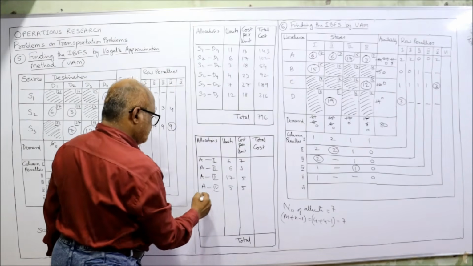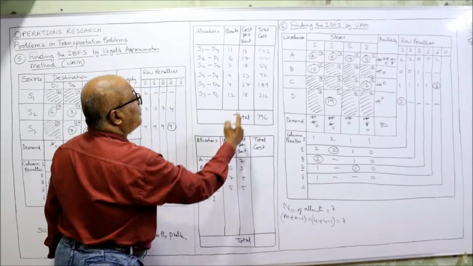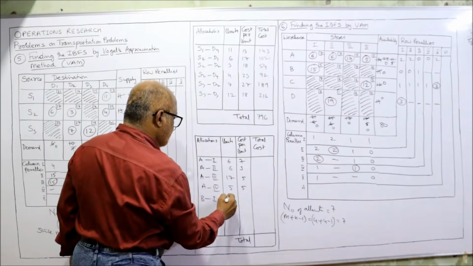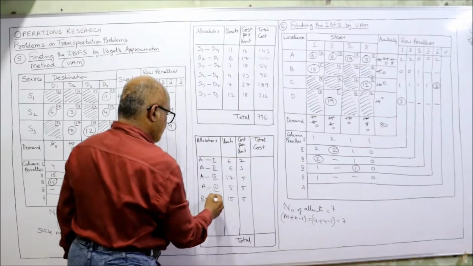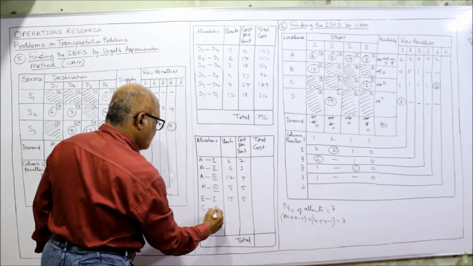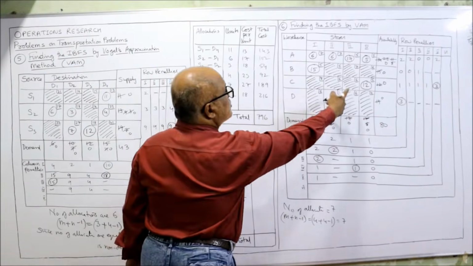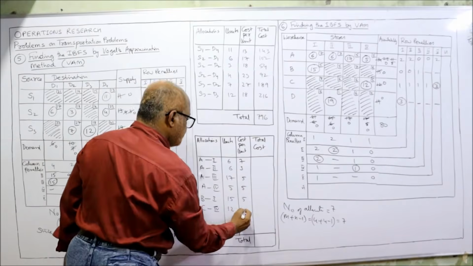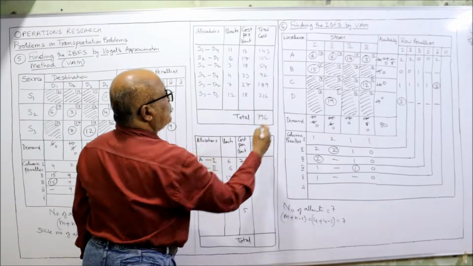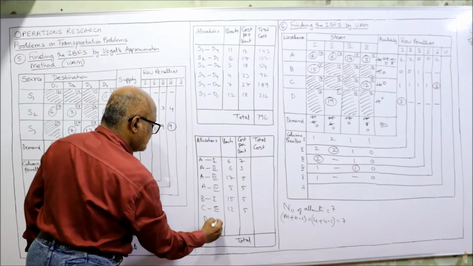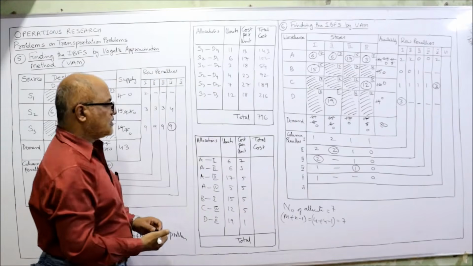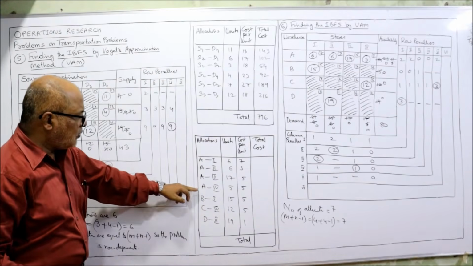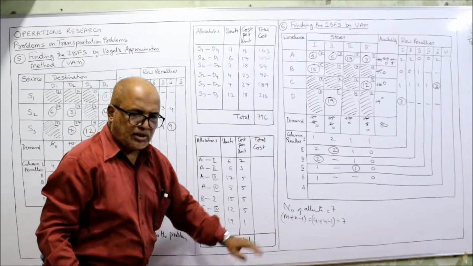Then B to 1, B to 1 15 units, 5 rupees. Then C to 4, how many units? 12 units, 5 rupees. Then last D to 2, D to 2 19 units, 1 rupee. That's all. So 1, 2, 3, 4, 5, 6, 7. 7 allocations we got.